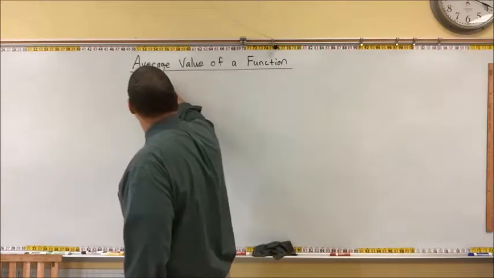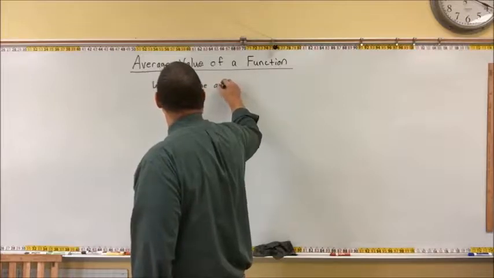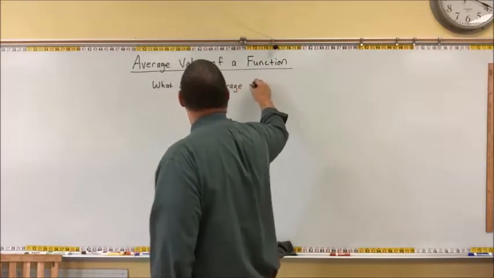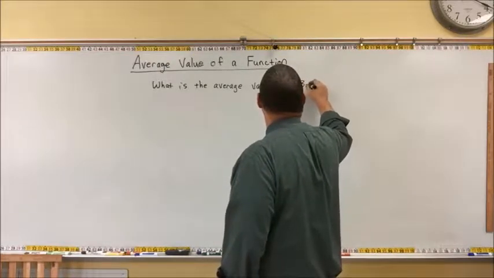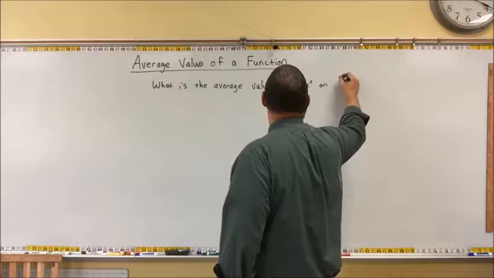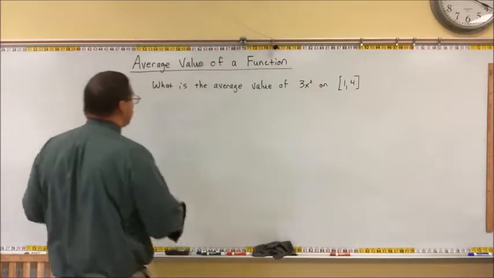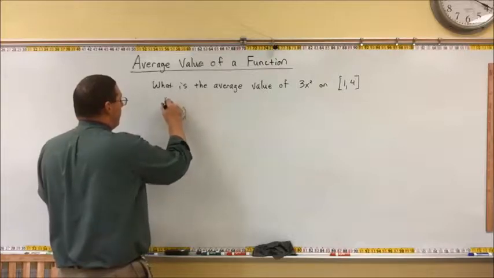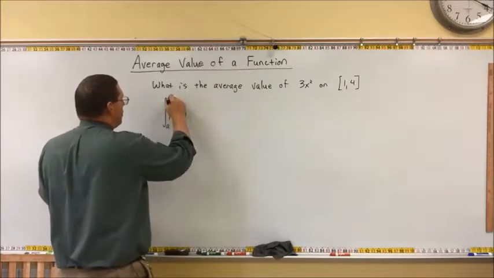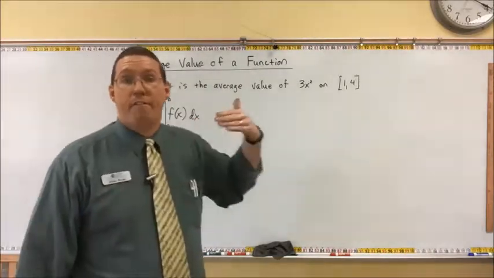We already said, what is the average value of 3x squared on the interval from 1 to 4? Okay? So if you want the average value of a function f of x on the interval from a to b, what you're going to do is the definite integral of that function from a to b dx. So remember, definite integrals give us a finite value.